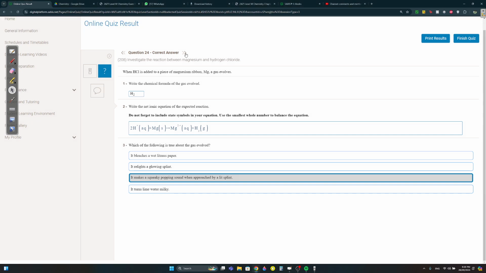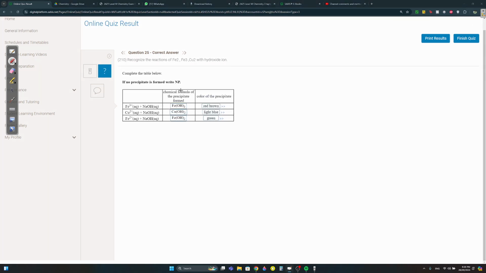Question 25. Okay, I did this in the other quiz. Chemical formula of the precipitate formed. In this case, you're reacting Fe with sodium hydroxide, NaOH. We know when you do that, you're going to get Fe(OH)3 because the Fe will react with the OH group. If you crisscross the 3, because it's Fe 3 plus and OH minus, the 3 goes down, and you get Fe(OH)3.